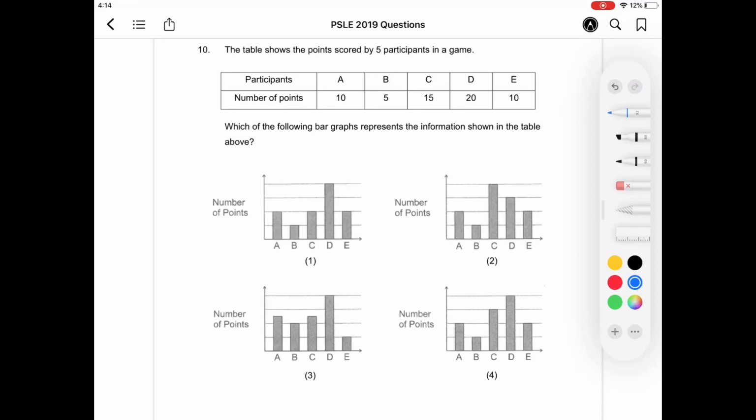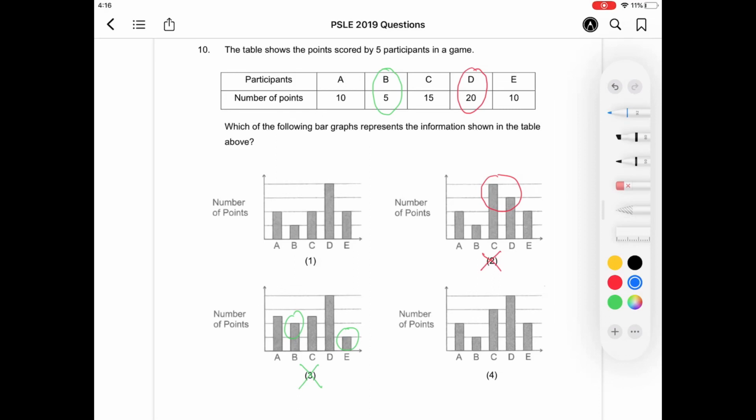Question 10. The table shows the points scored by 5 participants in the game. Which of the following bar graphs represents the information shown in the table above? As we can see from the table, participant D has the highest number of points. As such, option 2 is out because over here C has more points than D. Participant B has the least number of points. Because of that, option 3 is out because over here participant E actually has lower points than participant B.